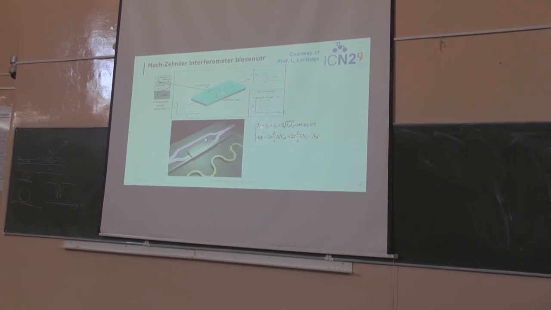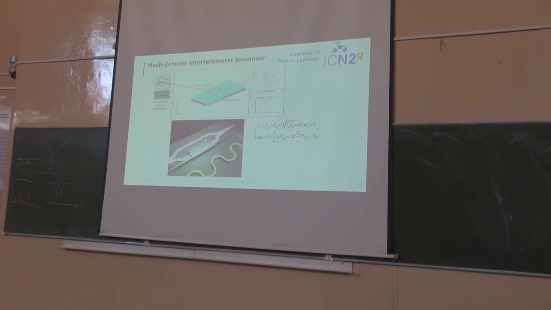This is the intensity of light at the output. It is the intensity of the sensing arm plus the intensity of the reference arm plus two times the square root, because it is a field, electric field interference. This is the square of the amplitude of the electric field, and this is the phase difference between this arm that has something on top and this arm that has nothing on top.